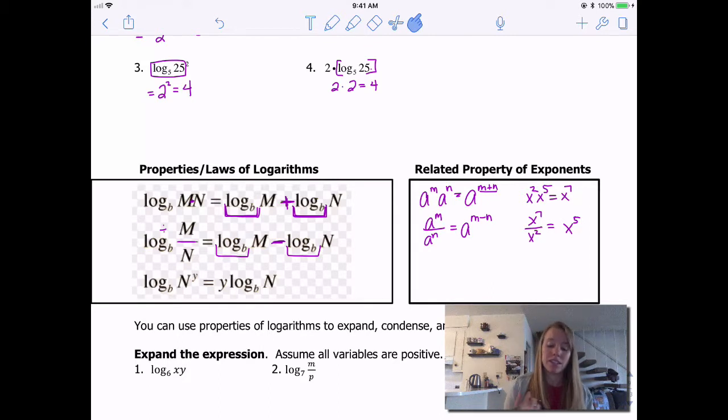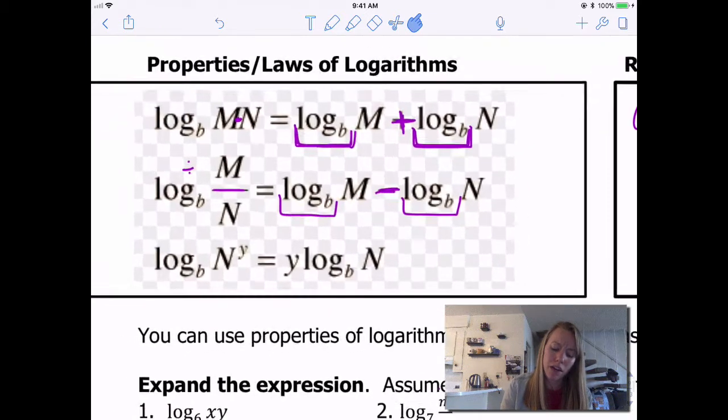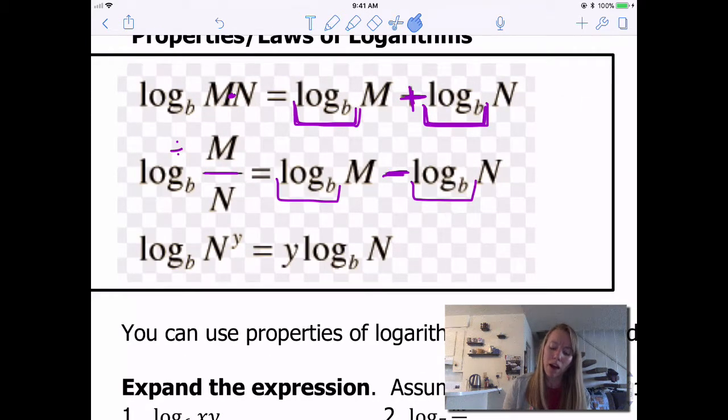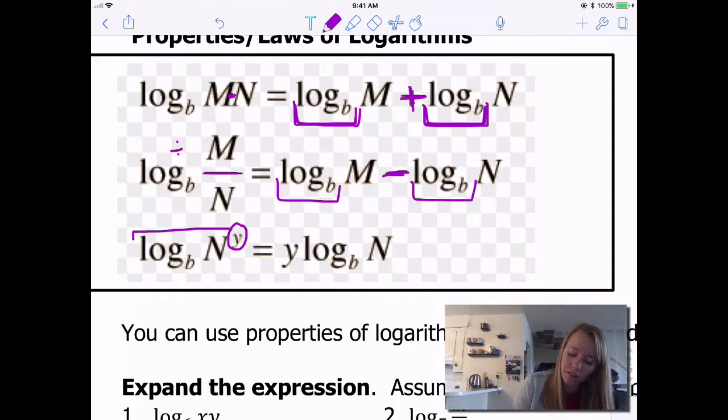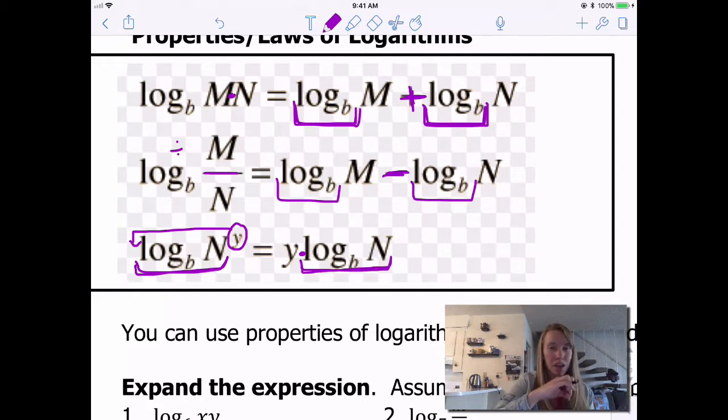And the last one, I think, is the trickiest one. Log base b of n to the y. I can take this power and put it out front and multiply. So it's y times log base b of n. Notice that log base b and n, that piece stays exactly as it was. It's the power that comes down.